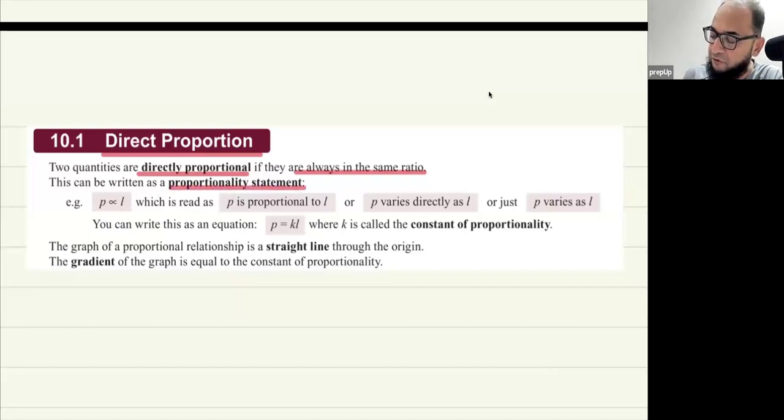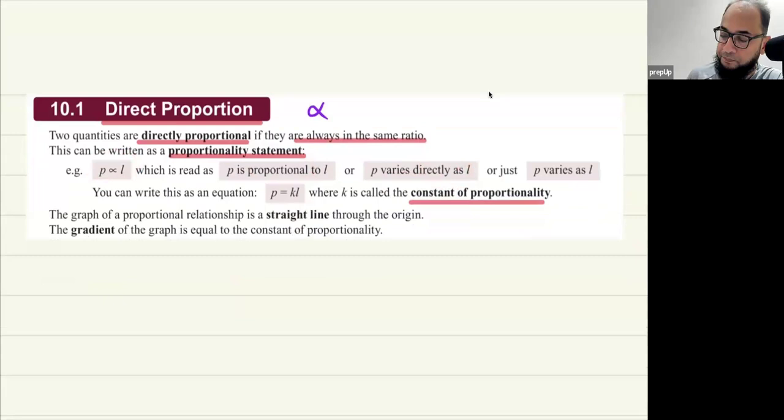Now, this is the symbol for proportionality. For example, if it says P is proportional to L, which is read as P is proportional to L, or P varies directly as L, or just P varies as L. So directly proportional, that's what this means. You can write this as an equation, P equals KL, where K is called the constant of proportionality.